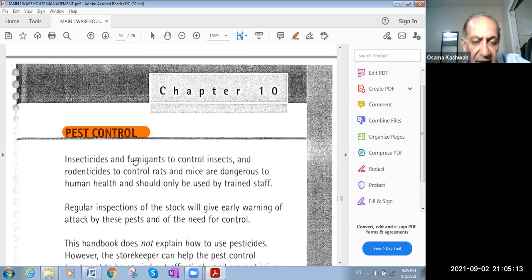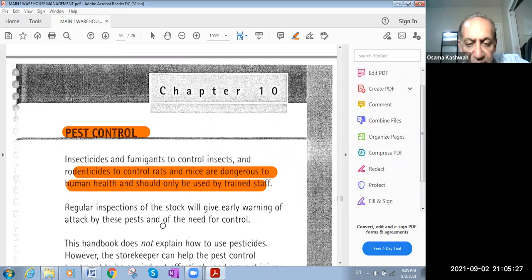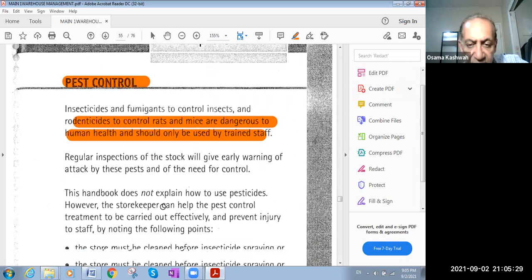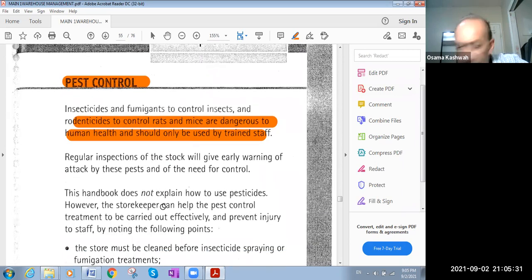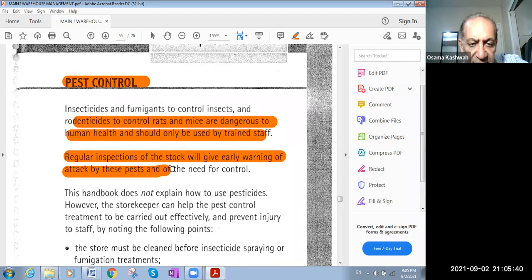Insects and fumigants to control insects, and rodenticide to control rats and mice. These are dangerous to human health and should only be used by trained staff. To fight them, it is specialized staff who will do this. Regular inspection of the stock will give early warning of attack by these pests and the need for control.